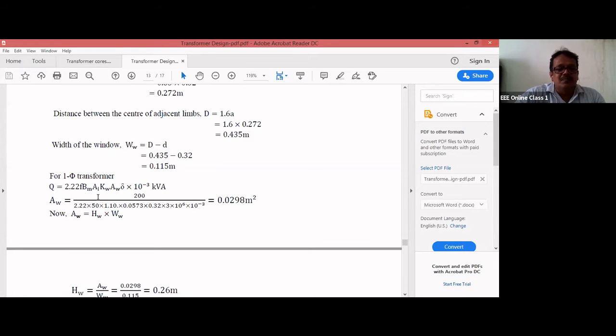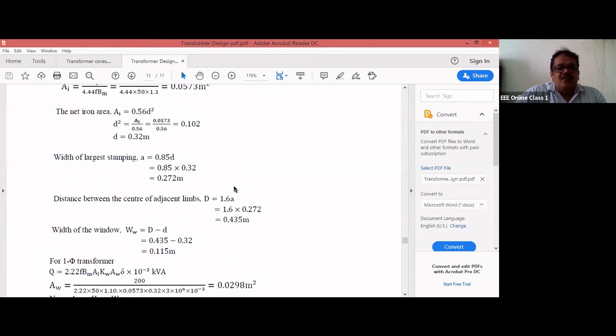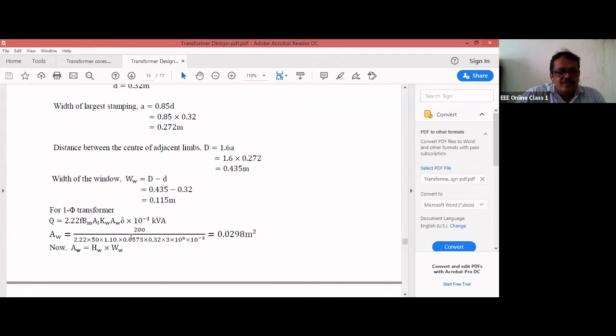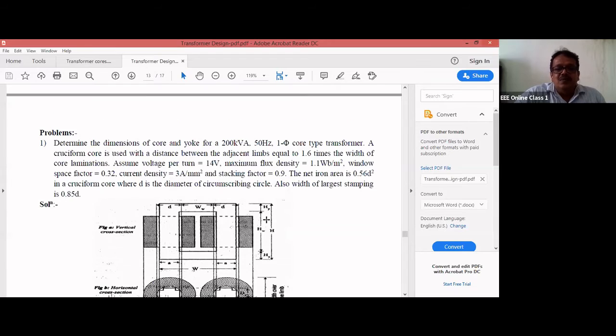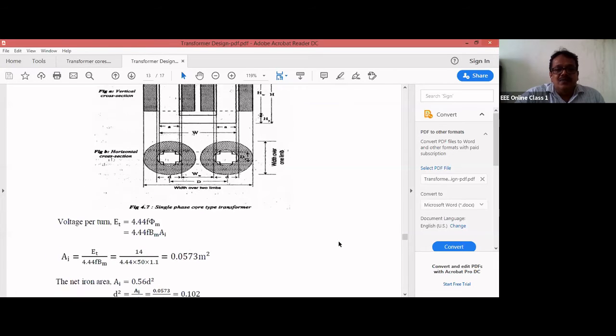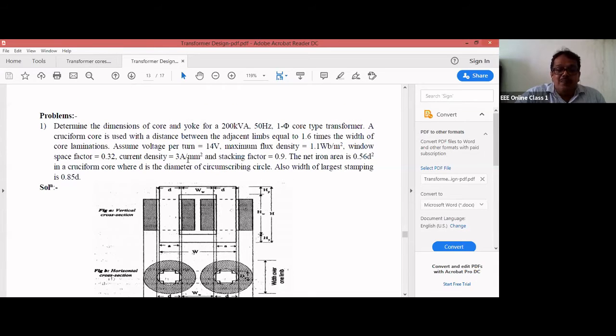Substitute all the values: 200 divided by, substitute for frequency, Bm, and for Ai, which we calculated here as 0.0573. Substitute for Kw, the window space factor, which is given in the problem as 0.32. And then the current density, which is given as 3 ampere per mm square.